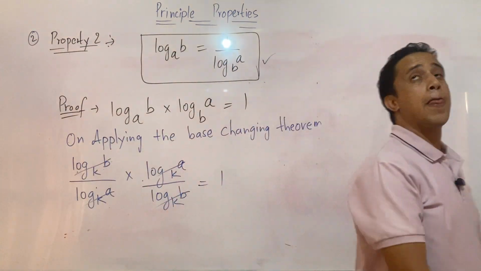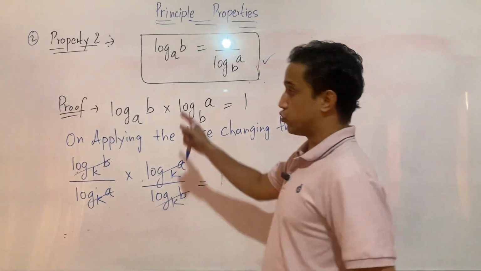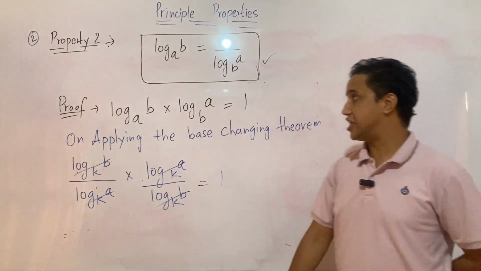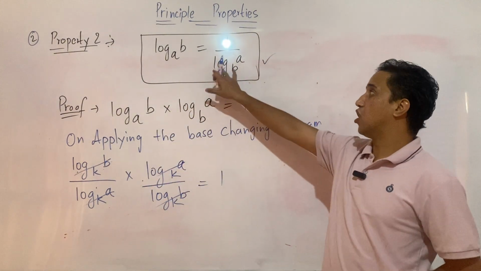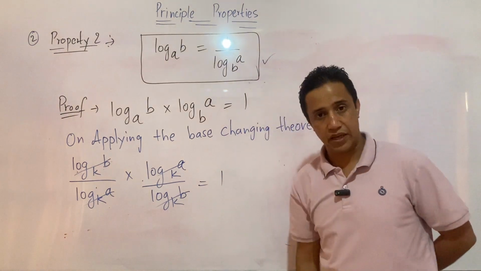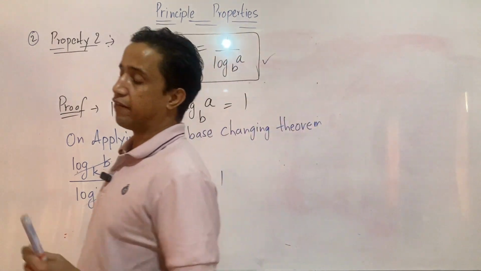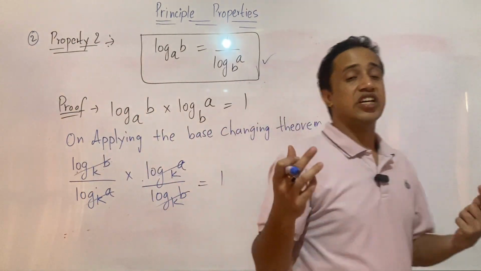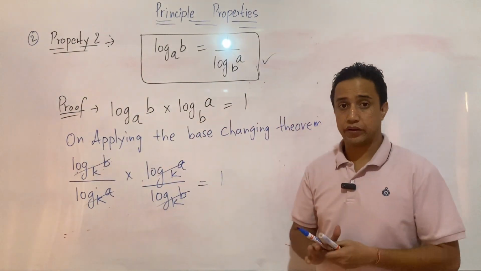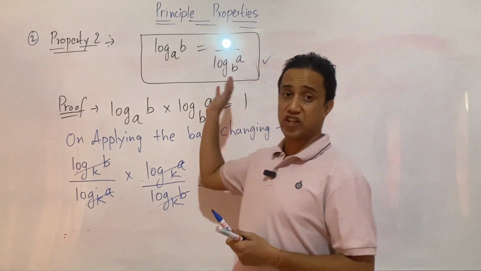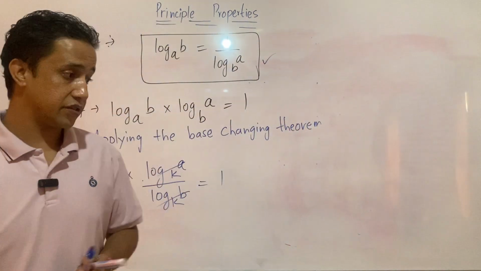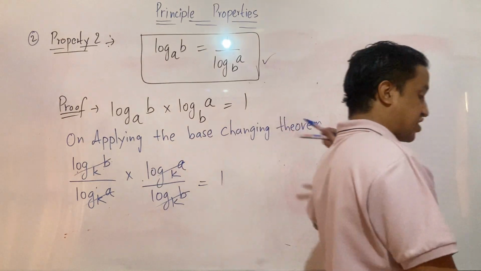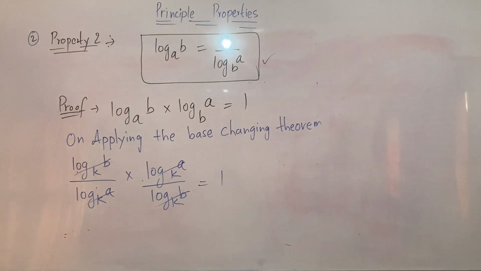So remember that log of b to the base a is equal to 1 by log of a to the base b. Okay, means that if you have to change the number and base, then it's going to be the reciprocal. Okay, this property is going to be very, very important. Okay, now just have a look at it, and then we will switch to the next property.